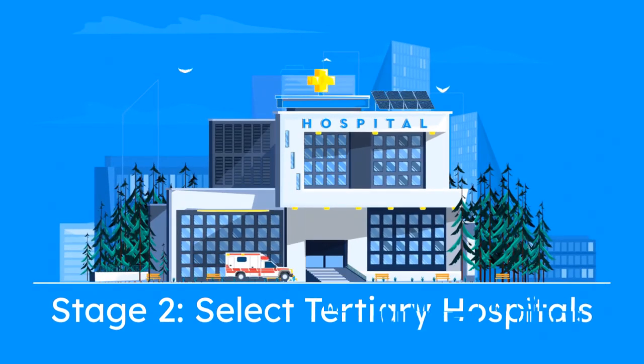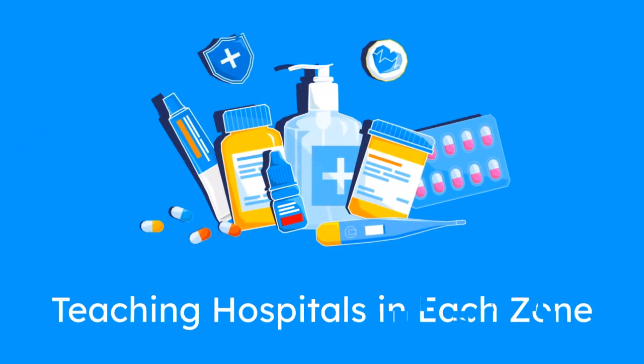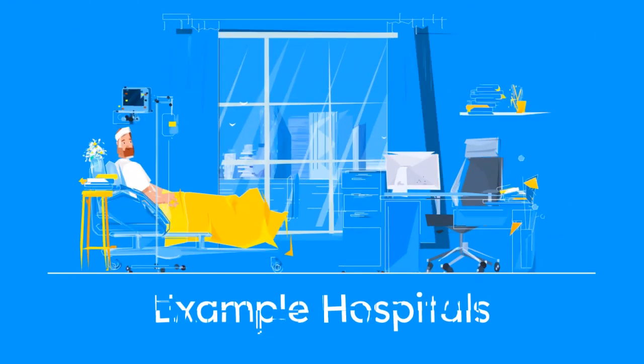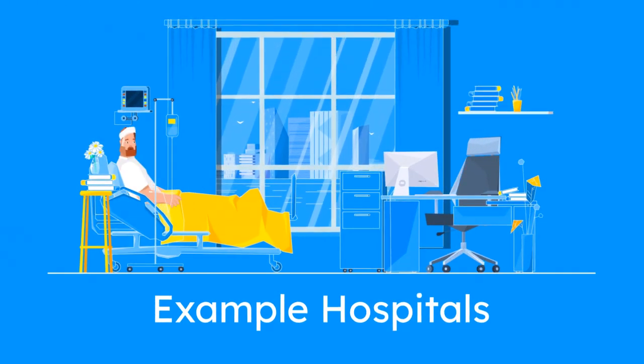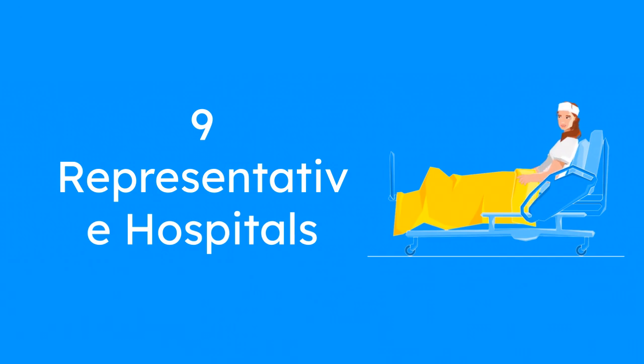Stage 2, select tertiary hospitals within each zone. Each zone has several teaching hospitals. We randomly pick 2 to 3 per zone based on population size. For example, University of Abuja Teaching Hospital in North Central, Lagos University Teaching Hospital in Southwest. By the end of this stage, we have 9 hospitals that represent different parts of the country.